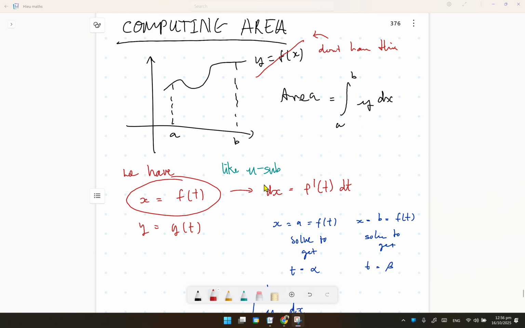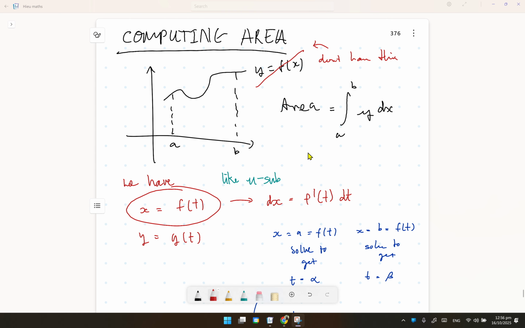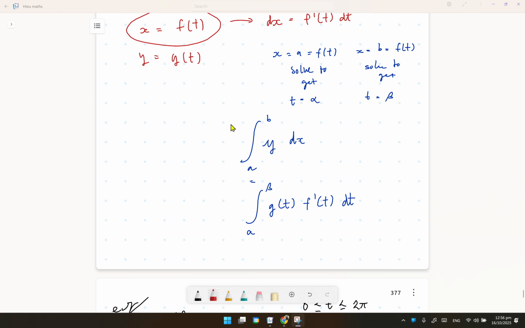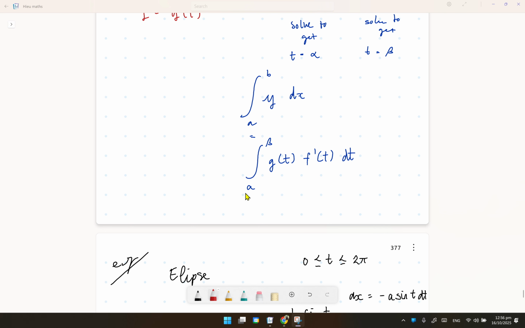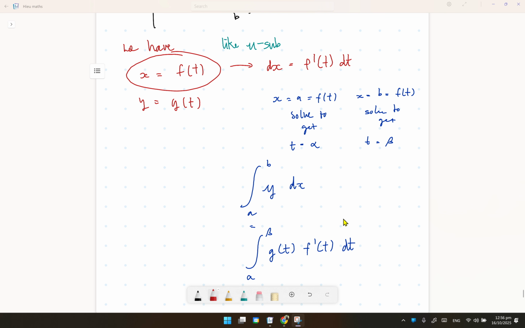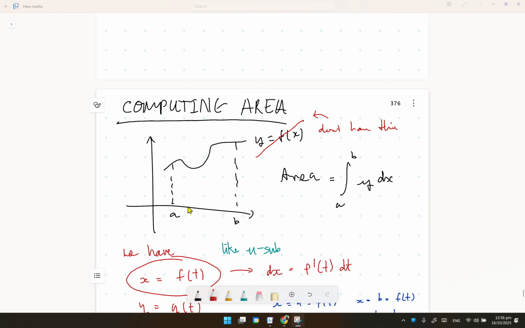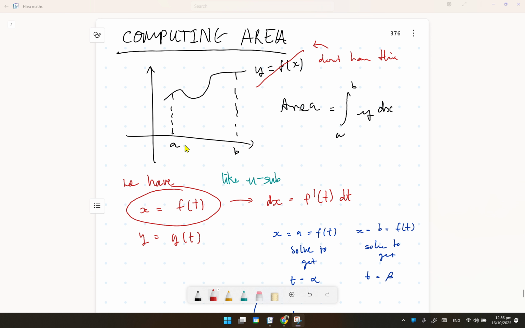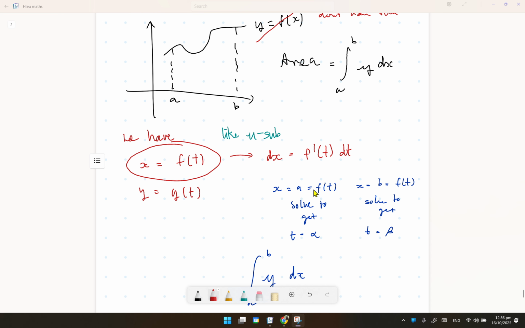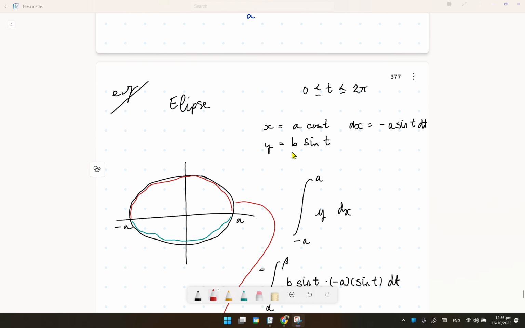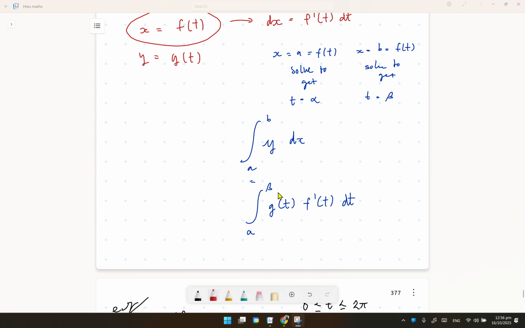Honestly, a confusing thing is just the limits. We're doing it from when x equals a to when x equals b. But when we do it with a parametric curve, we're going to be doing it in relation to t. So when x equals a, we need to find what that t is. We do a equals f(t) and solve for t, and we get t equals alpha. Then for when x equals b, which equals f(t), we solve to get beta, and that's all we do, from alpha to beta.